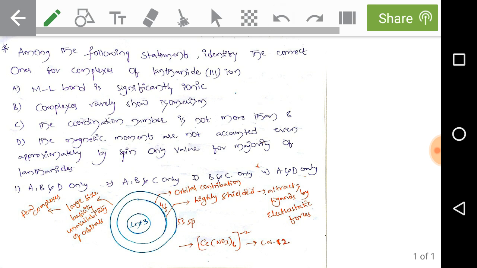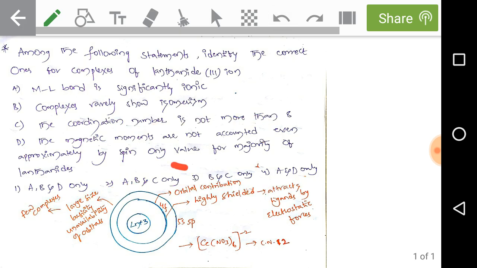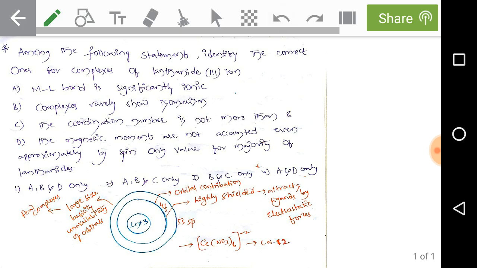Now come to the fourth one: the magnetic moments are not accounted for, even approximately, by the spin-only value for the majority of lanthanides. So what this is saying is that the magnetic moments are not accounted for even approximately by the spin-only value for the majority of lanthanides.